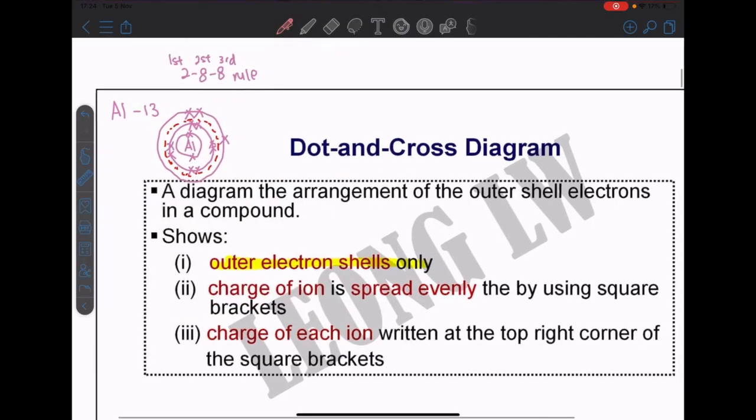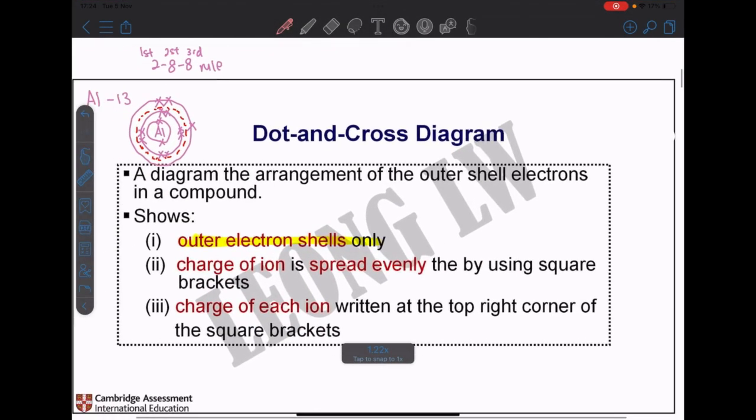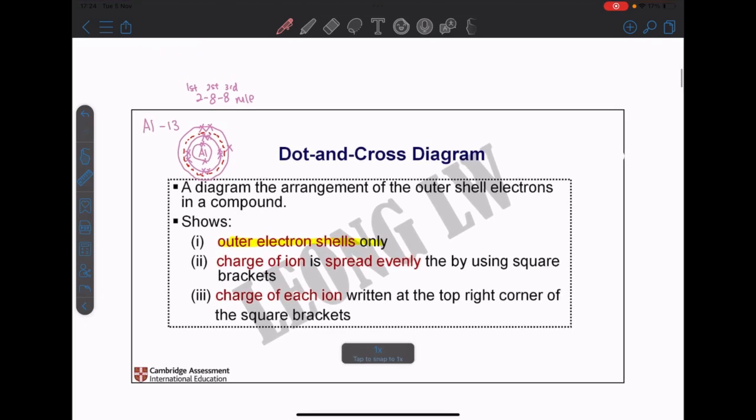Okay. So the charge of an ion is spread evenly by using square brackets. So square brackets means this. And the charge of each ion is written at the top right corner of the square bracket. So it's x plus or minus. Al would be 3 plus.